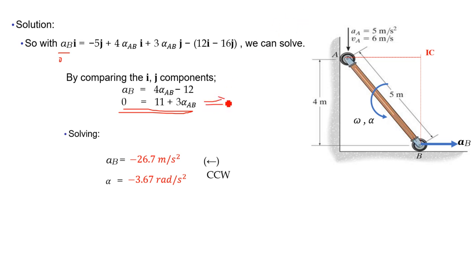The alpha is going to be equal to minus 11 divided by 3. And this will give me 3.67. And then I'm going to substitute this alpha here. So it's going to be 4 times negative 3.67, minus 12, and this will give me negative 26.7 meter per second square.